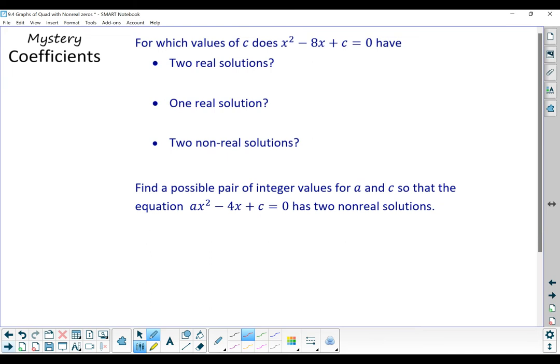So here's another one, and we don't have a graph to look at. For what values of c does x squared minus 8x plus c equals 0 have two real solutions, one real solution, and two non-real solutions? Thinking about having one real solution, we have to have that vertex right on the x-axis.